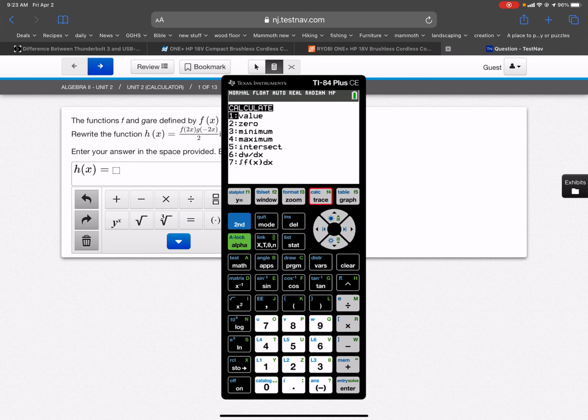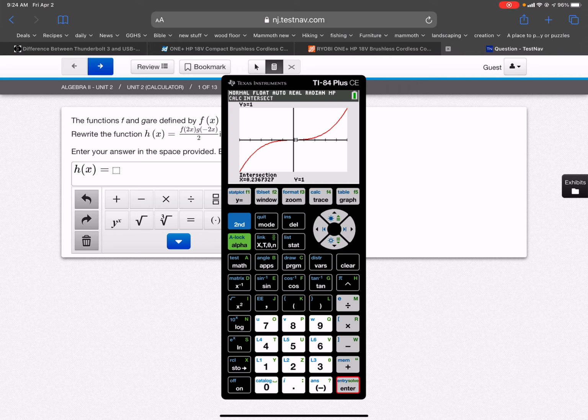So we can go second calc intersect and pick a point to the left. That's definitely left of the intersection point. Pick a point to the right. That's definitely to the right of the intersection point. Oh, I'm sorry. That's not what I'm supposed to be doing. The first one asks, is the red graph my first graph? So enter yes. Is the black one my second? Enter yes. Now I'm going to guess.